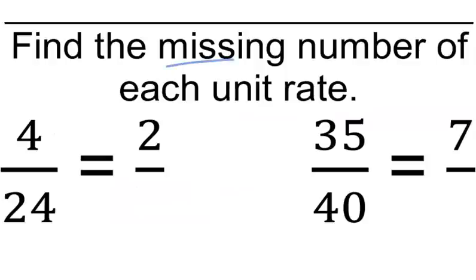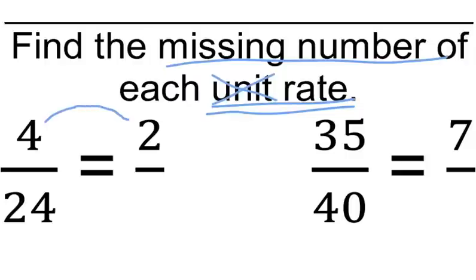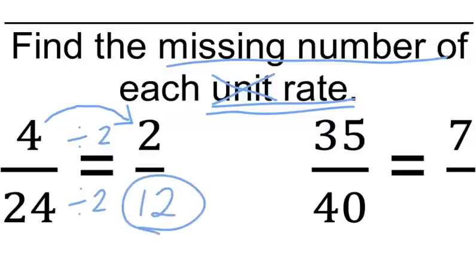Find the missing number of each unit rate. All right, we like to get to unit rates. Actually, these aren't unit rates. So basically, find the missing number of each rate would be a better way to put that. But anyway, to get from 4 down to 2, we have to divide by 2. So we're going to do that with 24. 24 divided by 2 is 12. So that's our answer for that one.